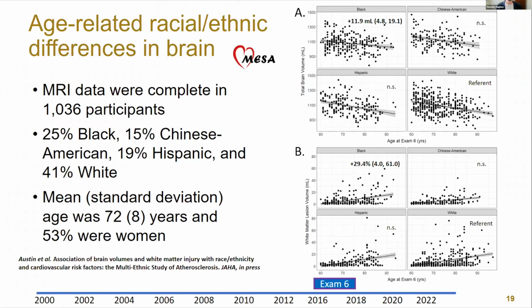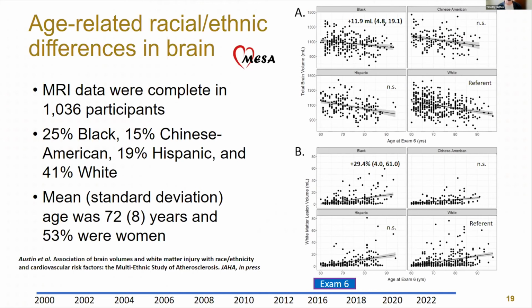This paper has just been accepted and is in press now at the Journal of the American Heart Association. We've taken a first look at the brain imaging across the 6 sites. This paper is looking at comparisons in brain volume and structure across the racial and ethnic groups. And then on the next slide, we'll look at some of the determinants of brain volume and white matter disease.